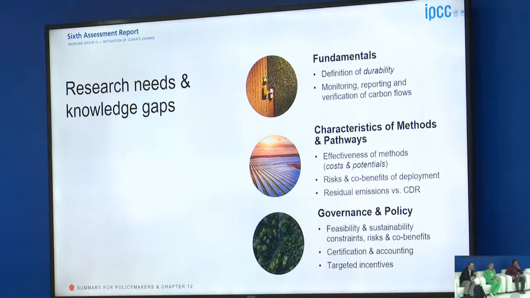I already mentioned one point, the definition of durability, or at least a better distinguishing of durability clusters. It's also something that will happen in countries that will develop proactive carbon dioxide removal policy. Monitoring, reporting, and verification of carbon flows is always important, but here it's especially important because if you just don't emit a ton of CO2, you know it has not been emitted. If you remove it, you have to follow that ton of CO2 for quite some time to know it's still out of the system. Pathways, the usual stuff, effectiveness of methods, costs and potentials, risks, co-benefits of deployment.